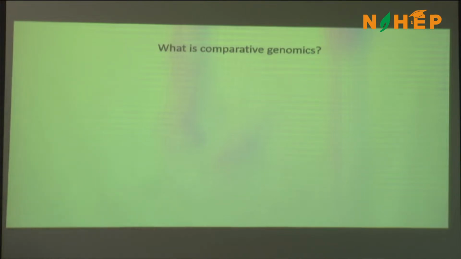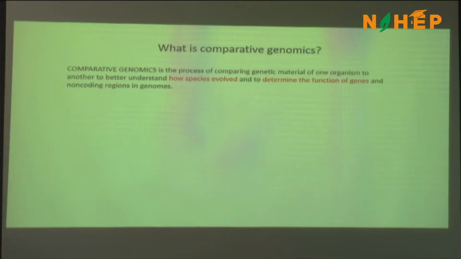Well, Victor already explained it really well in his lectures, but we can define it as the process of comparing genetic material of one organism to another to better understand how a species evolves and to determine the function of genes. So two of the main objectives of comparative genomics are to see how a species evolves and also to determine the functions of different genes.